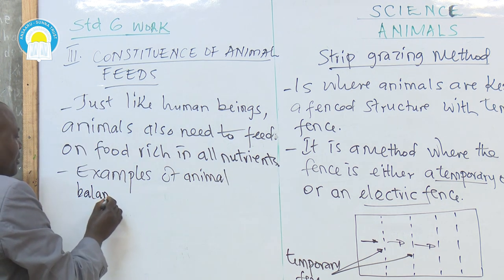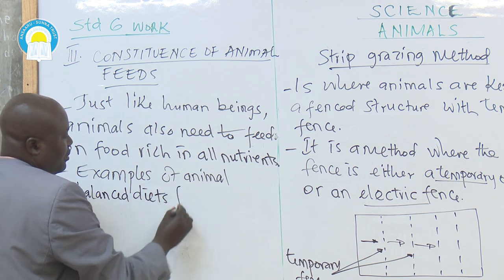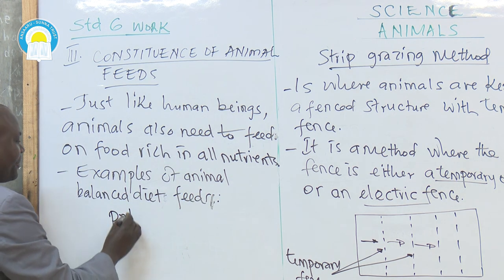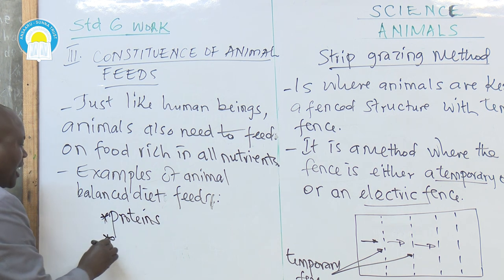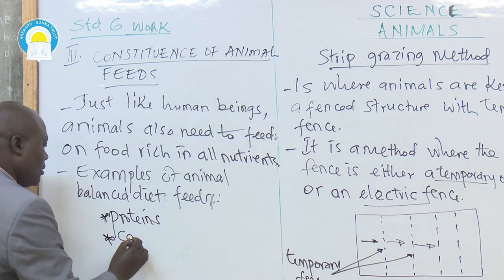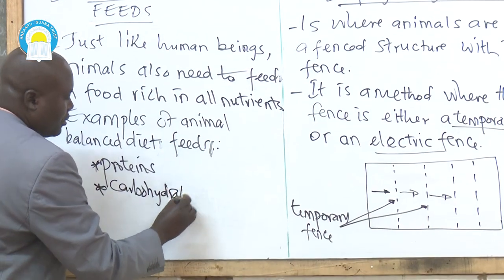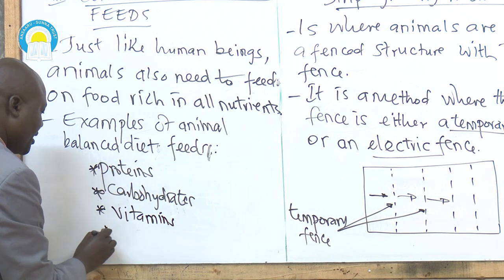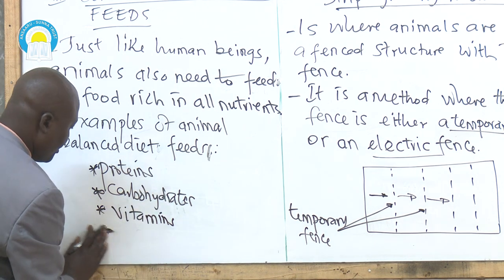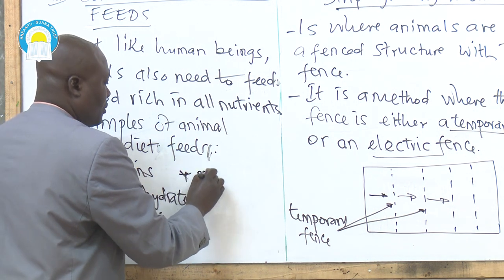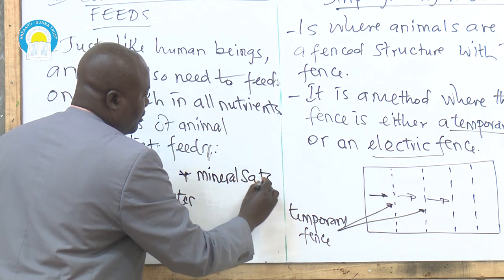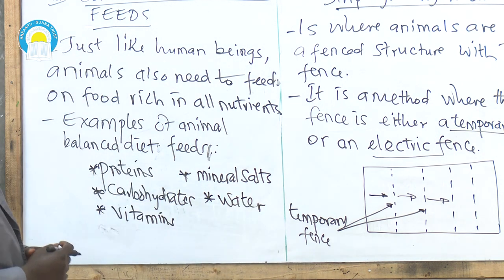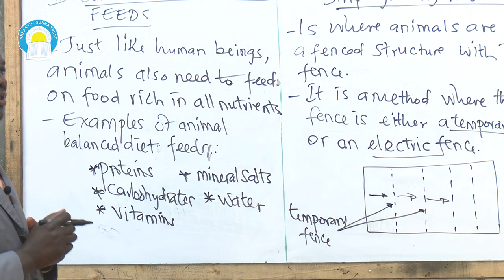Examples of animal balanced diet feeds are these. Animals must feed on proteins. Two, animals must eat food which is rich in carbohydrates. Animals also need to feed on vitamins. Animals must be given food rich in mineral salts. And then animals must be given water. So that makes up the constituents of animal feeds, or the balanced diet.